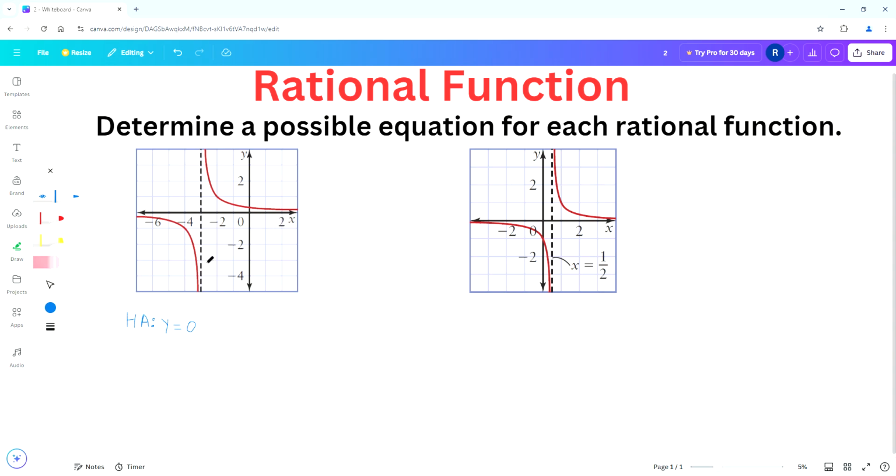There is also a vertical asymptote represented by this broken line. On the left side, the curve goes down along this broken line, and on the right side, the curve goes up along this broken line. So that proves that this broken line is a vertical asymptote. The equation of this vertical asymptote is x equals -3 because this broken line crosses the x-axis at -3.